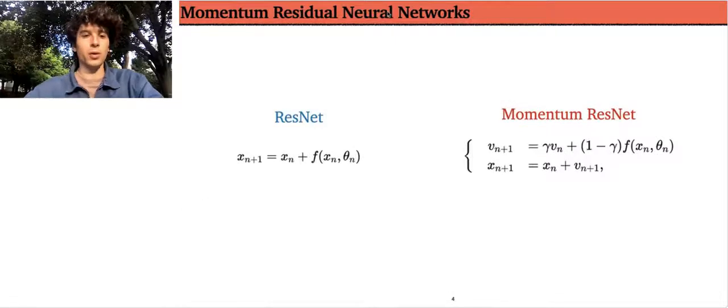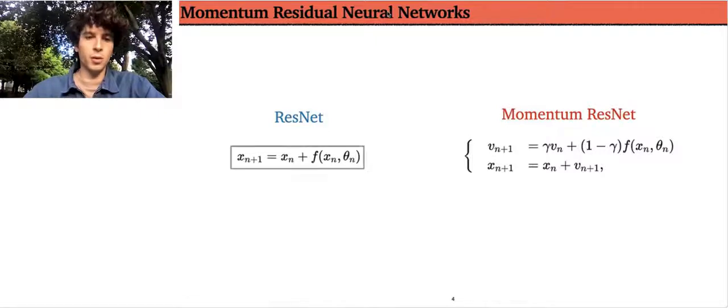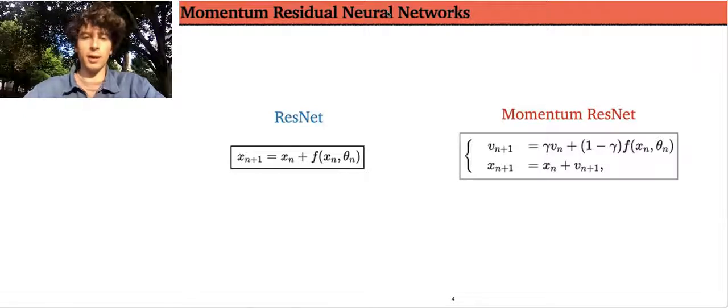What we propose in our work is to simply change the forward rule of a ResNet by adding a momentum term. Consider this forward rule: x_{n+1} equals x_n plus f of x_n. One can simply modify it by adding a velocity term v and a momentum term gamma, as in the right-hand equation. Note that setting gamma equal to 0 in the right equation gives back the ResNet's forward iteration.